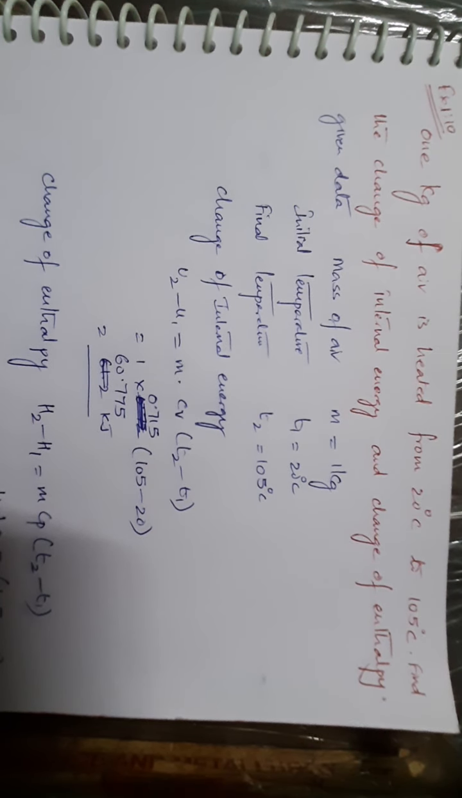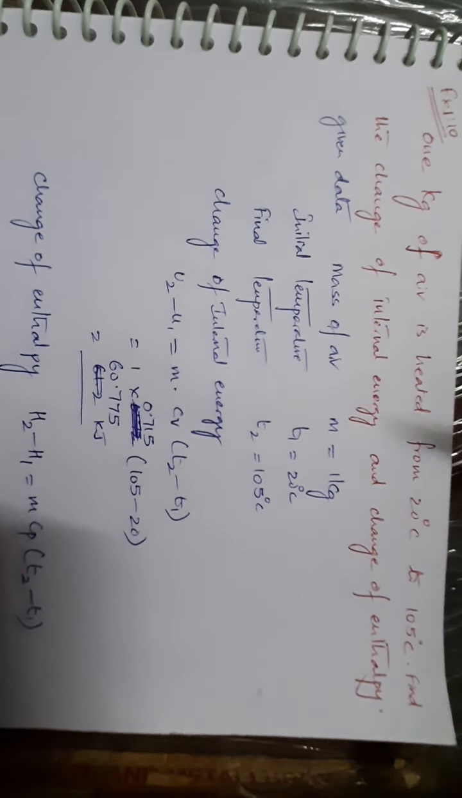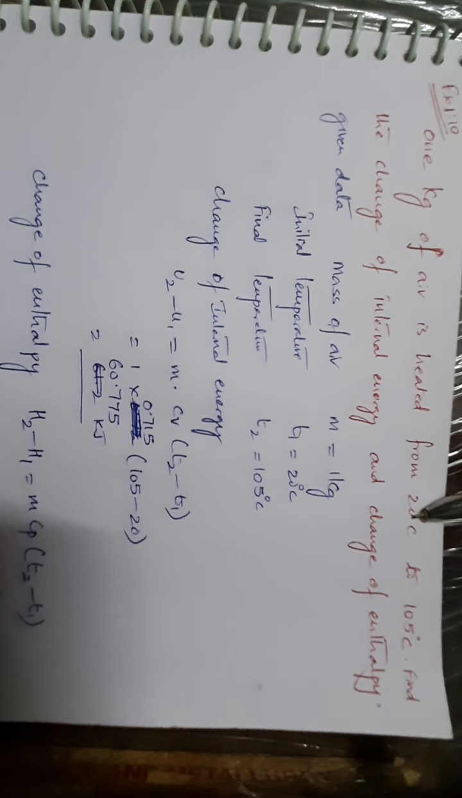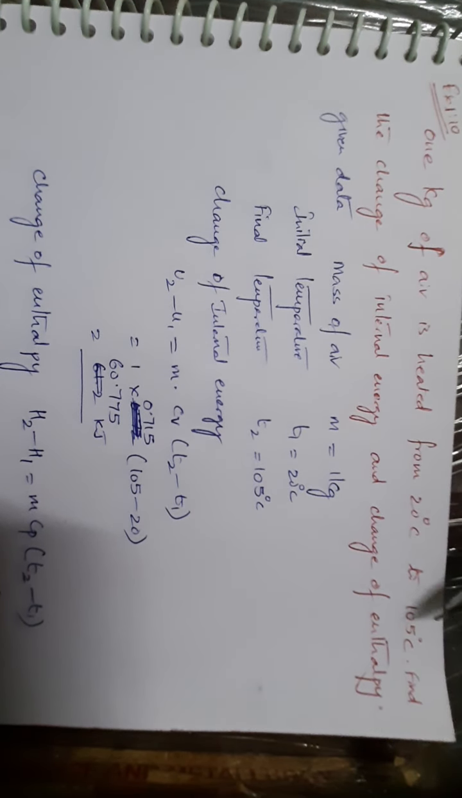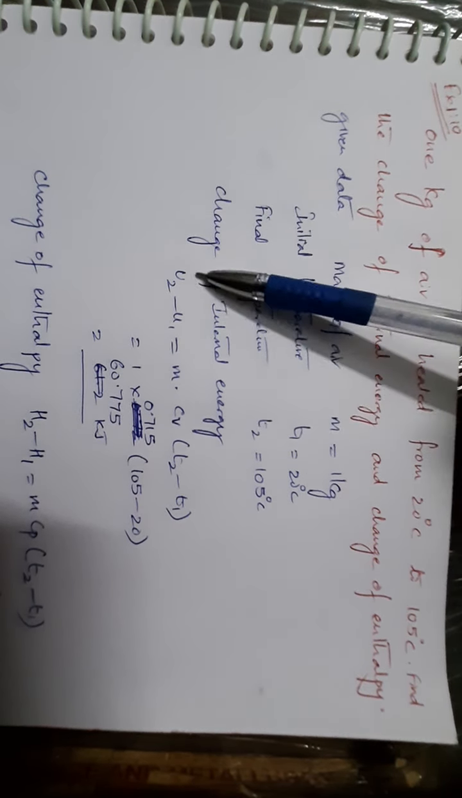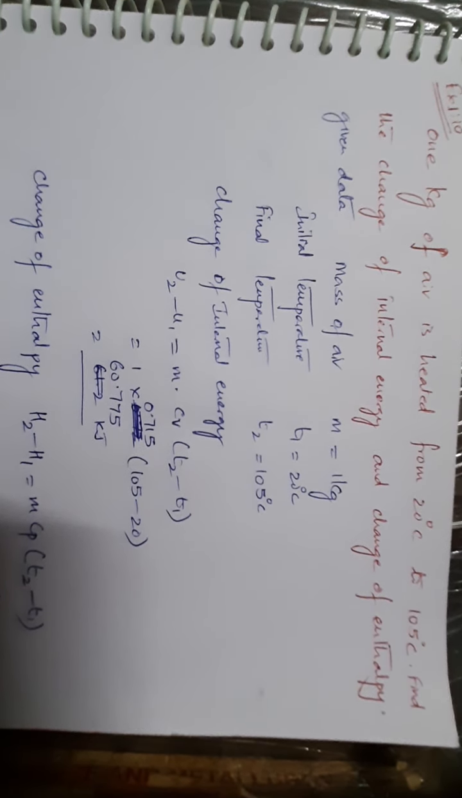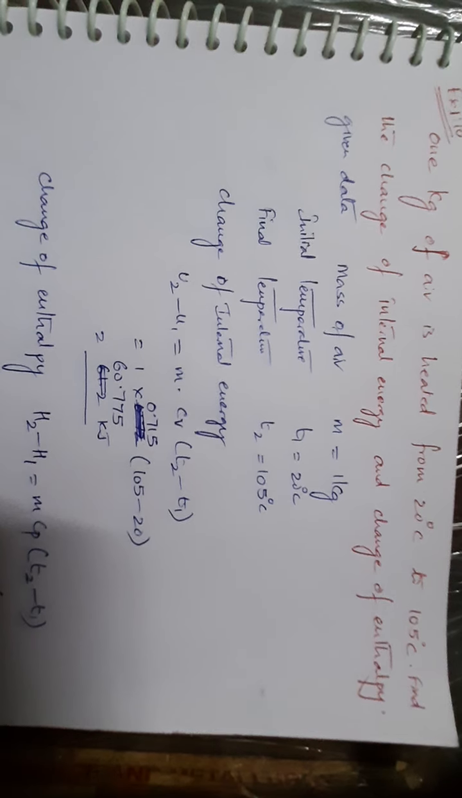In the problem, the mass of air is given as 1 kg, the initial temperature is 20 degrees centigrade and the final temperature is 105 degrees centigrade. I list out the data, and the change in internal energy formula is given by U2 - U1 = m Cv (T2 - T1). Okay, change in internal energy.